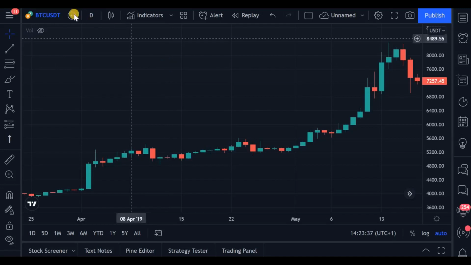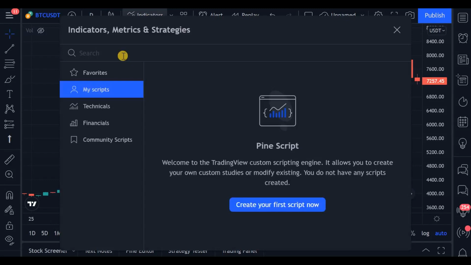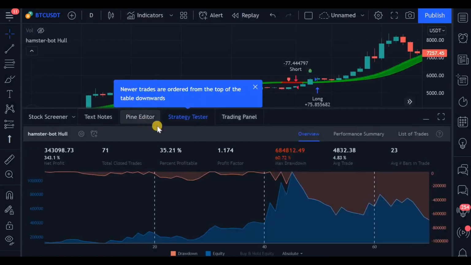Right now, I am on the Bitcoin USDT price chart, and this is the daily time frame. To access this indicator, you would have to go to the indicators and strategies section. You click on this. We are going to search for Hull Suite. Right here, this indicator, the Hull Suite strategy, this is what we are going to use in this video. So you go ahead and click on this. This is exactly what you would see.